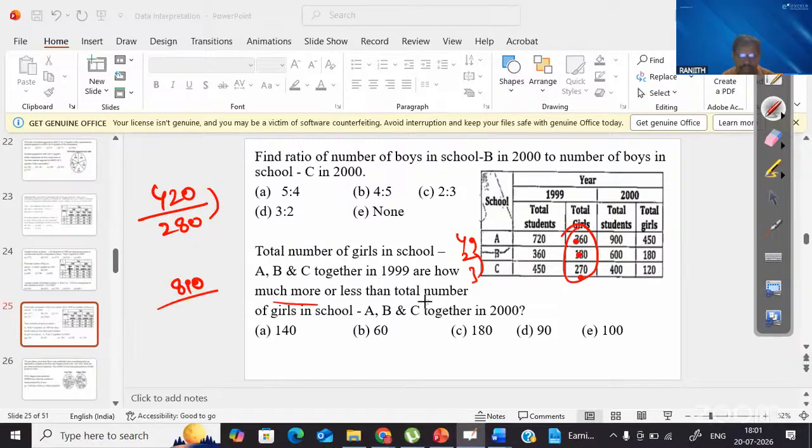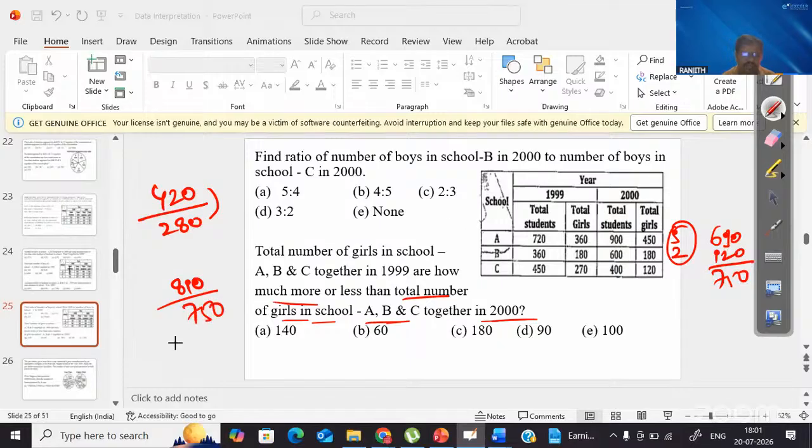Or how much more or less than the total number of girls in ABC together in 2000. 9 fives are, 9 twos are. So it will be equal to 9 sevens are 630 plus 120 will be equal to 750 and the difference of these two equal to 810 minus 750, equal to difference is 60. So the answer equal to 60.